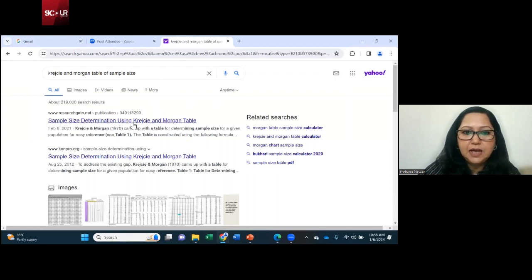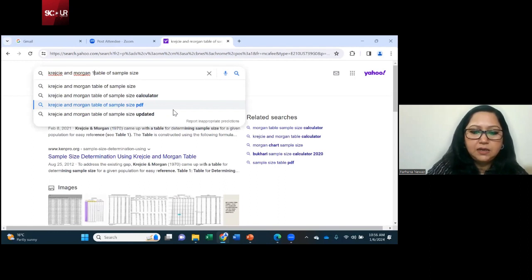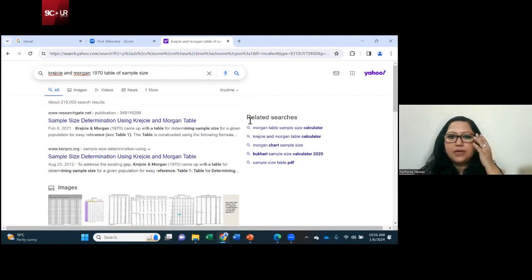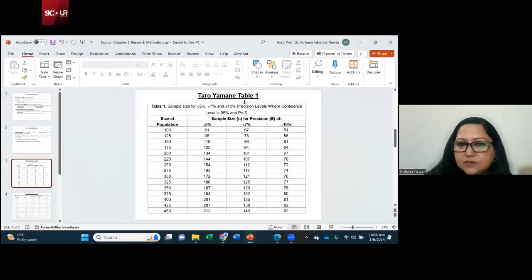So for sample size determination, you can use either this Krejcie-Morgan 1970 or the Taro Yamane table. Either of these two authors or studies you can use as a reference to determine or justify your sample size. Here you can see your sample size for 5%, 7%, 10% precision level, where the confidence level is 95%, where P is plus minus 5%.